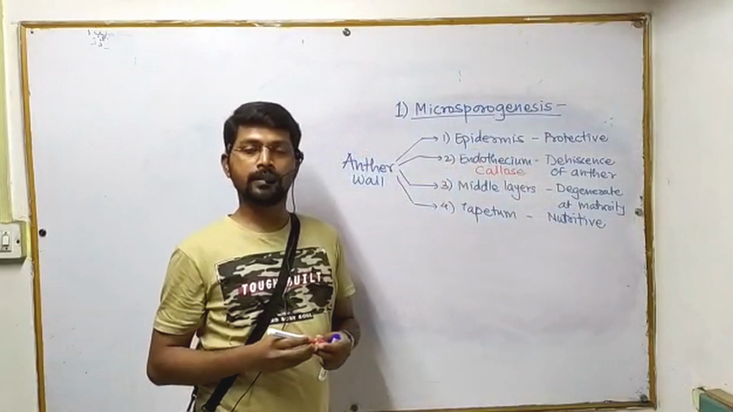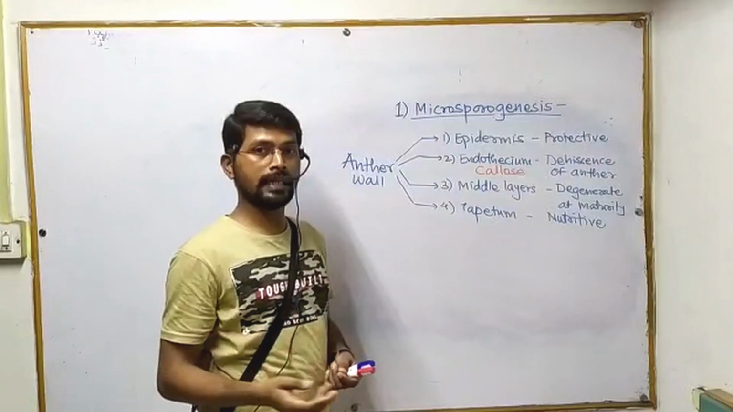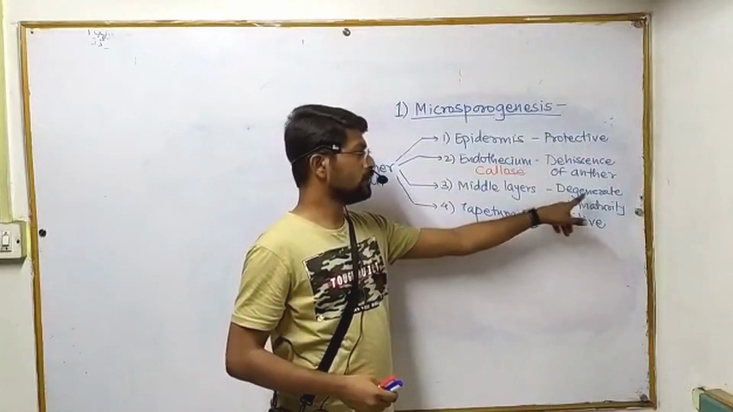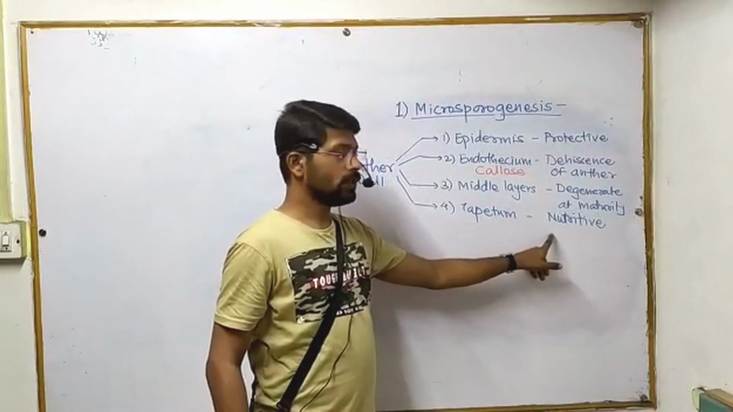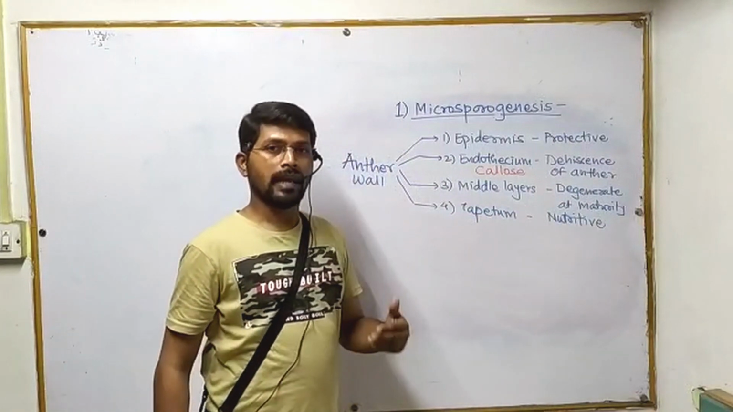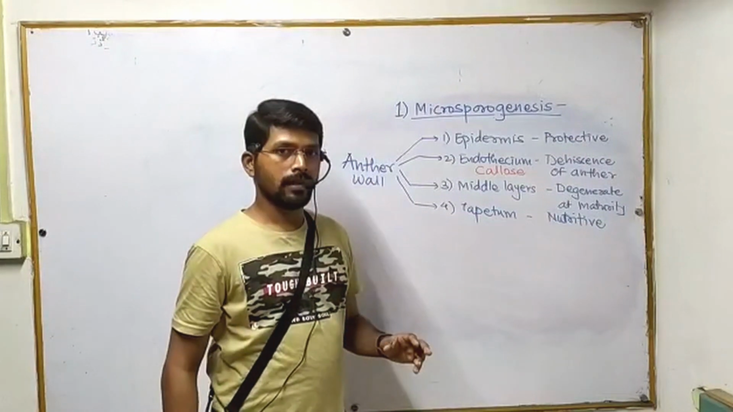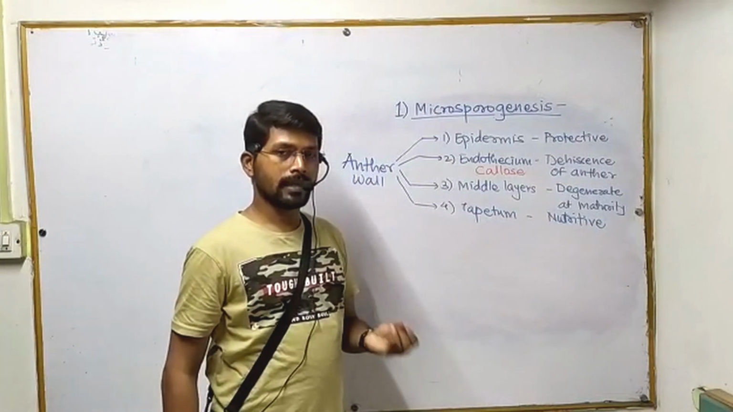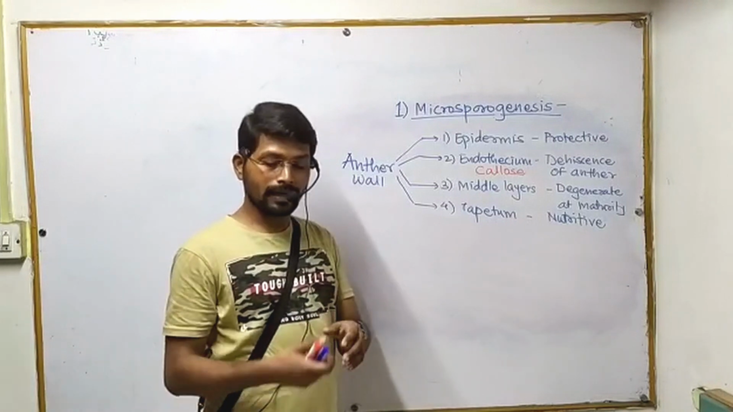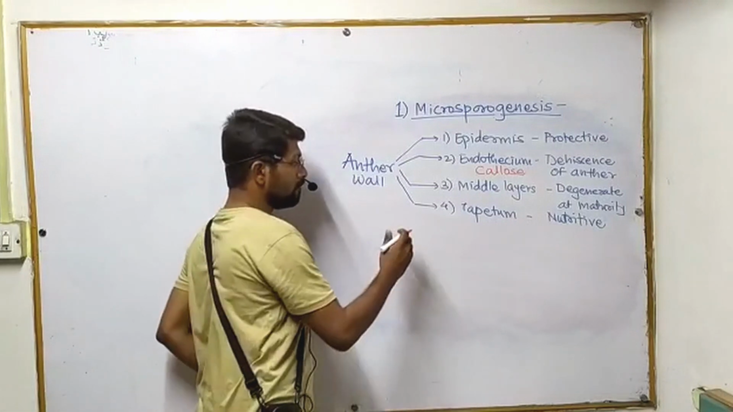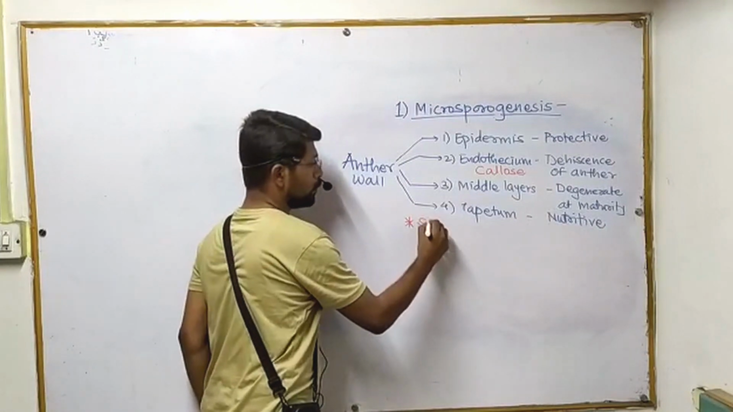The third one is called the middle layer. It is 1 to 3 layers of parenchyma and they degenerate at maturity. And the last one is called the tapetum. This is nutritive in function, having diploid and polyploid cells, secreting a variety of substances like enzymes, hormones and nutritive substances. Along with that, it also shows secretion of sporopollenin.